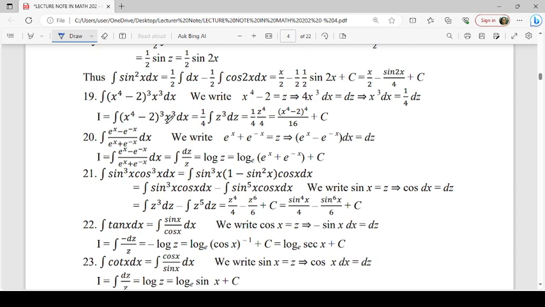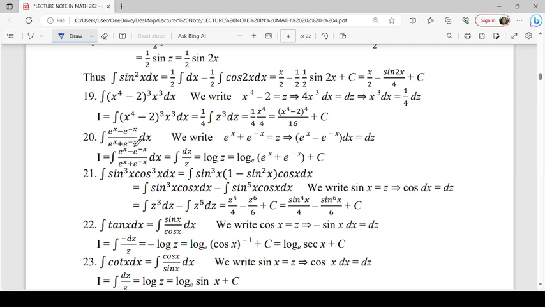So this x cube dx we can substitute as 1 by 4 dz. This I am writing as z, then this is z cube, and this is dz. 1 by 4 is taken outside. So this is z to the power 3, so we can integrate. We use the formula for x to the power n. So it is z to the power 3 plus 1 by 3 plus 1, and in place of z we write x to the power 4 minus 2 whole to the power 4 by 16.